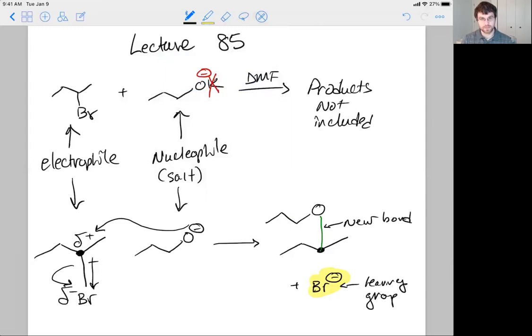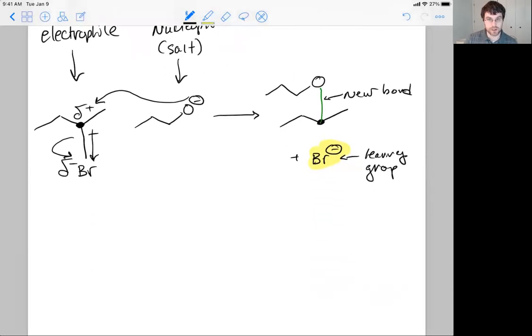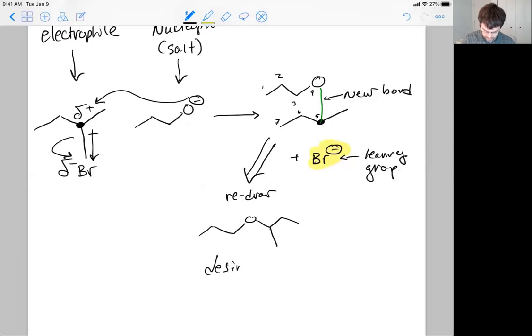Okay, now what we want to do is redraw our product so that it looks a little bit more aesthetically pleasing. Now, if we do that, we have a 1, 2, 3, 4, 5, 6, 7 atom long chain, where at atom 4 is our oxygen atom. Okay, and then at carbon 5, we've got an additional methyl group. So this is the desired product. We formed a new bond between the oxygen and the dotted atom. And that new bond I'll highlight in green.